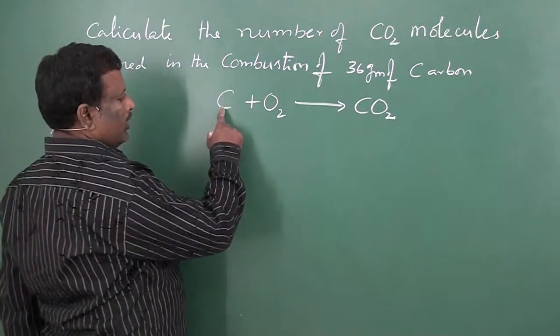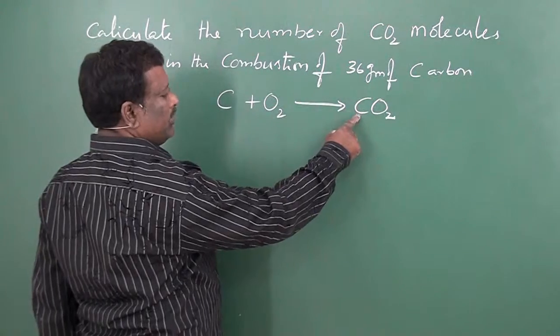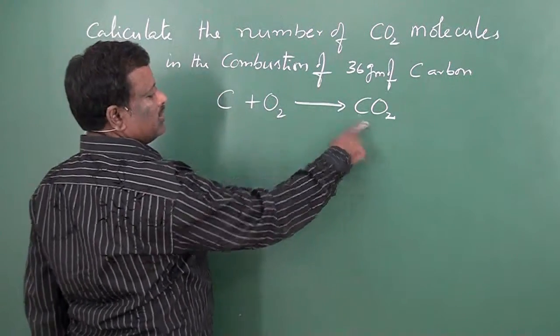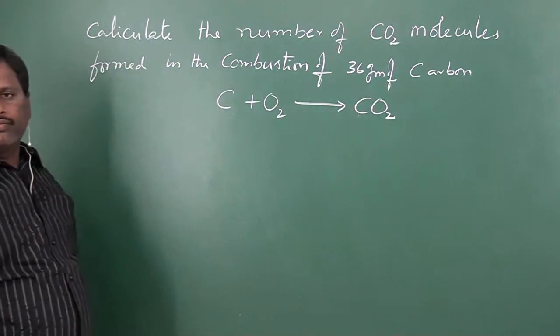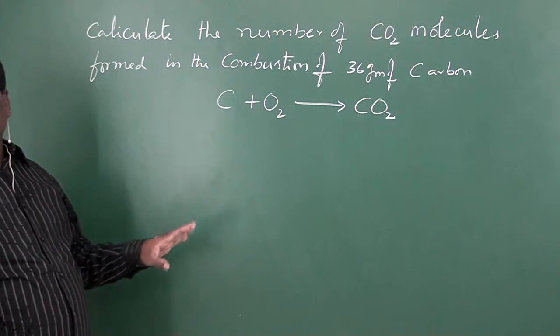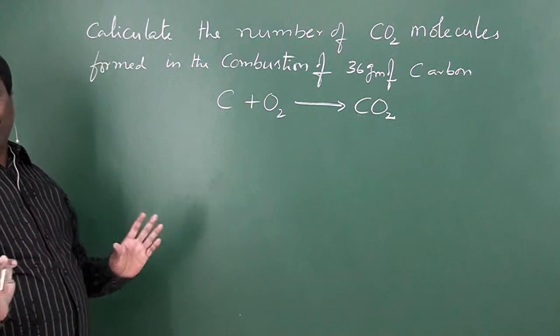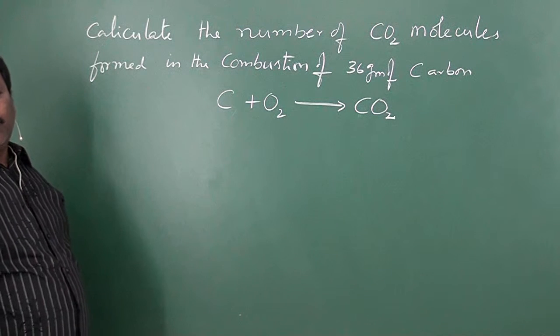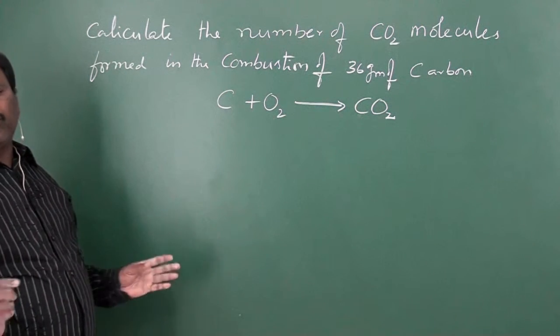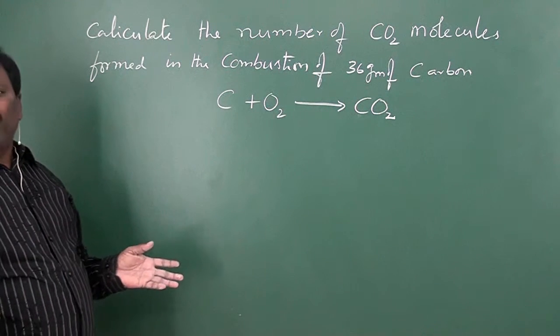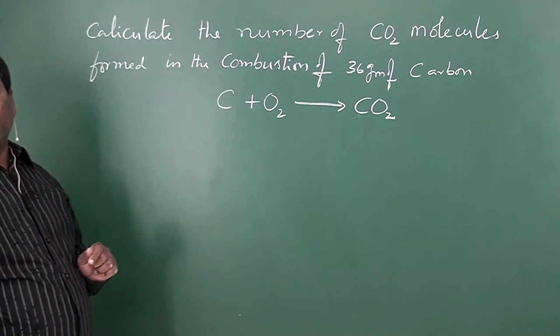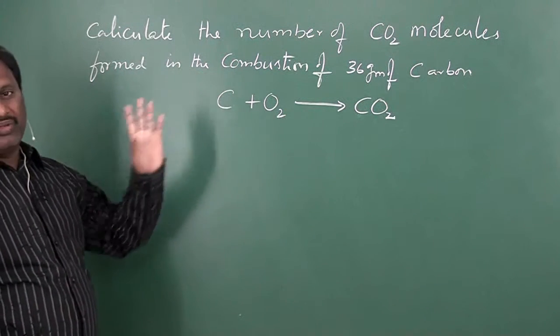So here one carbon is on this side and one carbon is on this side. Two oxygens are on this side, two oxygens are on this side. The equation is balanced. So the first two steps are completed. Now comes the comparison of their masses, their molecules and their volume. So here they are asking about the molecules.